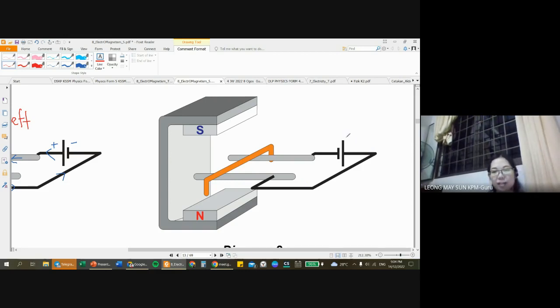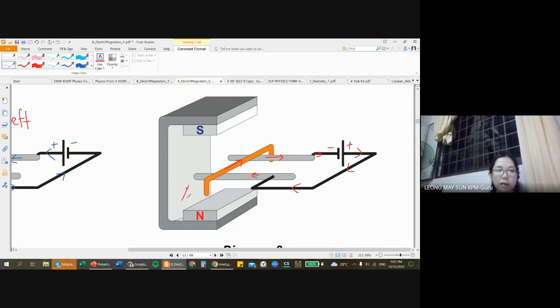So first thing first, there's a power supply. The longer line represents positive. The shorter line represents negative. So current will flow from positive through the rod to the wire and then come back to the negative. So this is the direction of current flow.